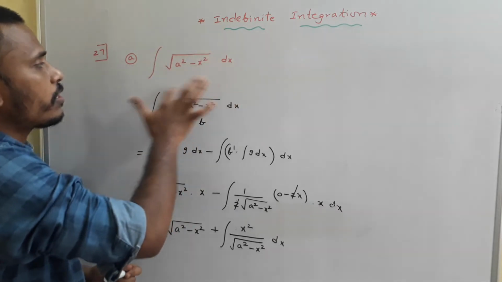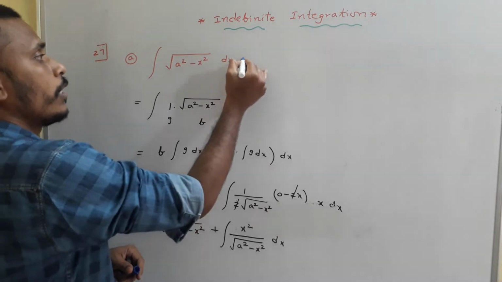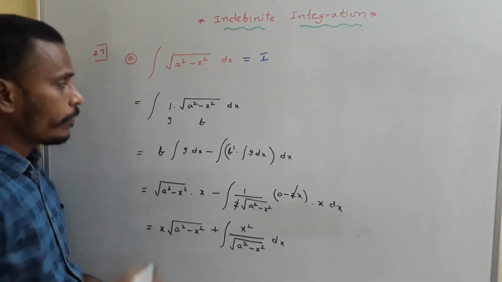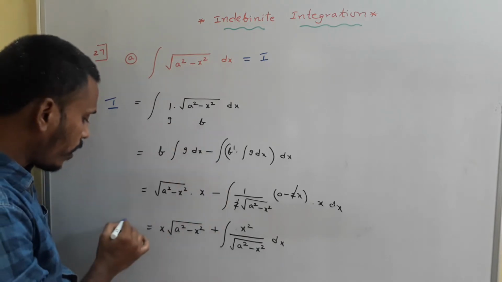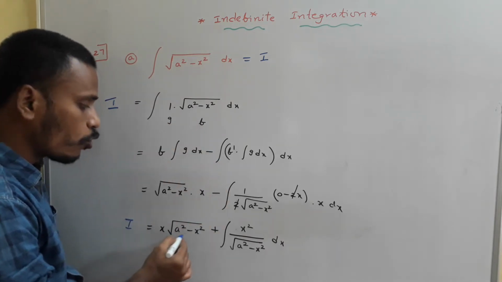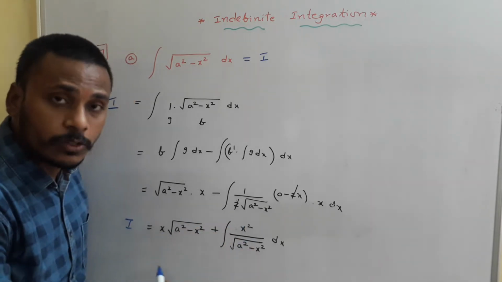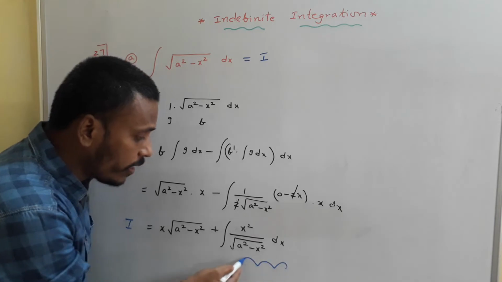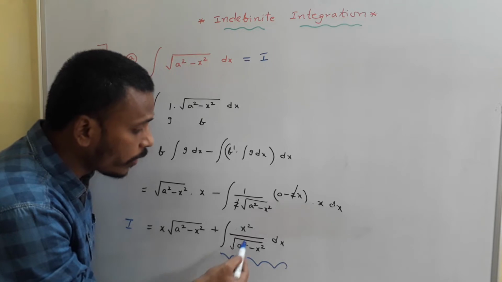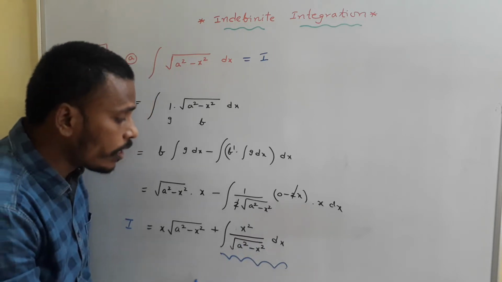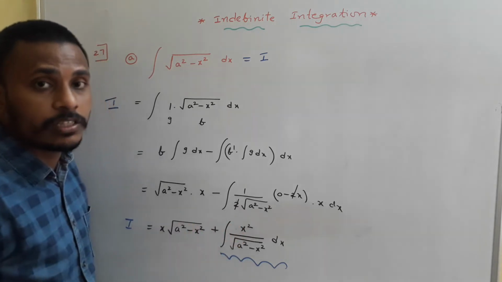Initially, you just take this integral of root of a square minus x square dx as some I. So I is equal to this integral of 1 into root of a square minus x square, and at the end I have I equals x root of a square minus x square plus the integral of x square by root of a square minus x square dx. Now my task is to find the integral of this. This is a bit different one. We have no way to answer it directly, and that's why I am going to rewrite and manipulate it to get the integral value in a simple manner.